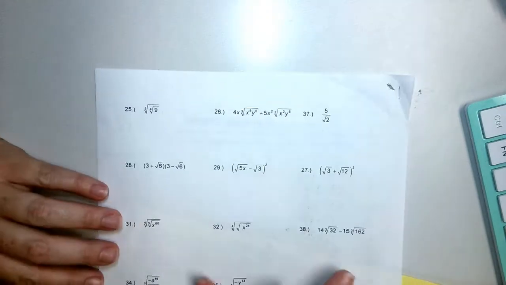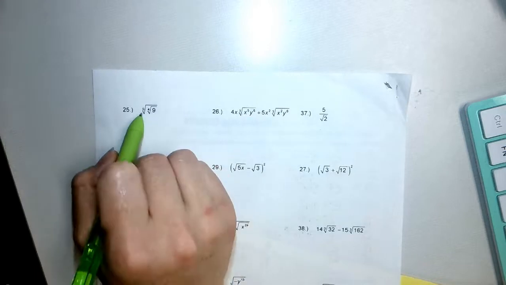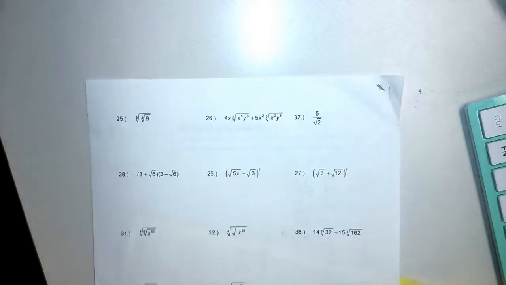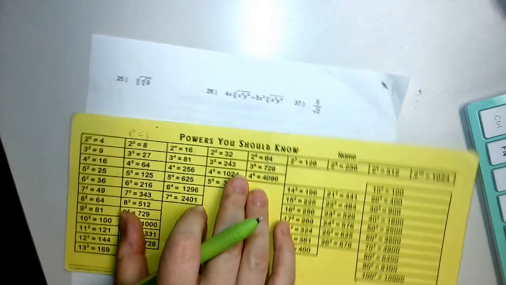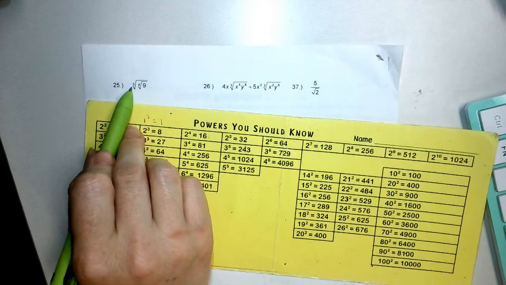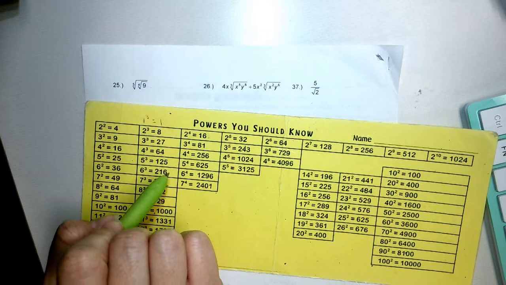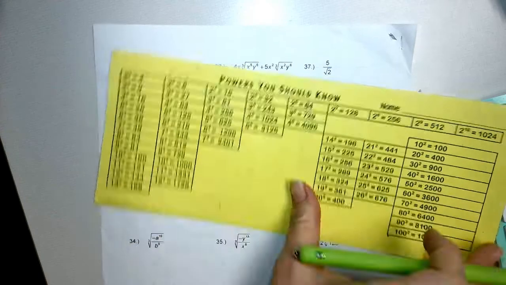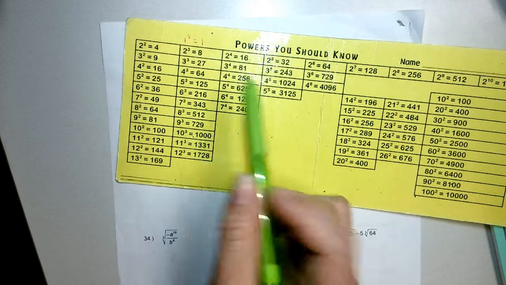Okay, on number 25, remember when we have multiple radicals, you can multiply them together, right? So can't you also take them apart? How can we rewrite 9? It's not a perfect cube, it's not a perfect fourth power, but it is a perfect square, right?